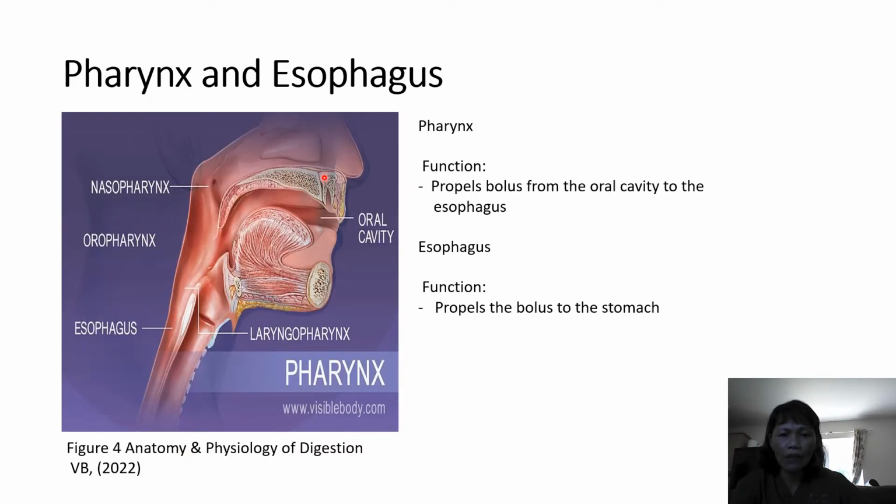Pharynx and esophagus. The pharynx consists of three parts: nasopharynx, oropharynx, laryngopharynx. And this is the esophagus here. It's not a part of the pharynx. It's part of the digestive tract. The pharynx function is to propel the bolus from the oral cavity to the esophagus, and the esophagus propels the bolus to the stomach.